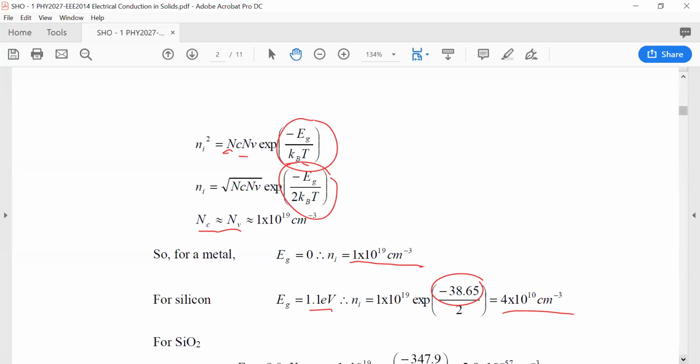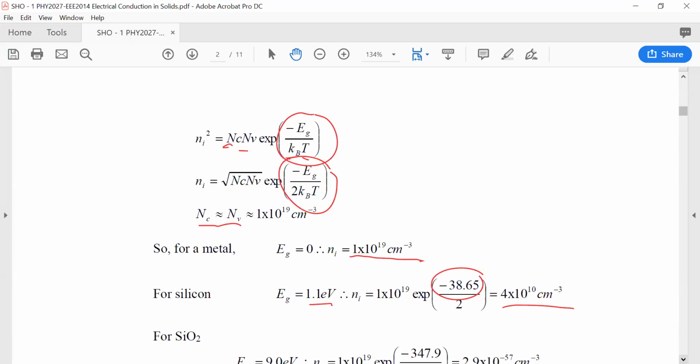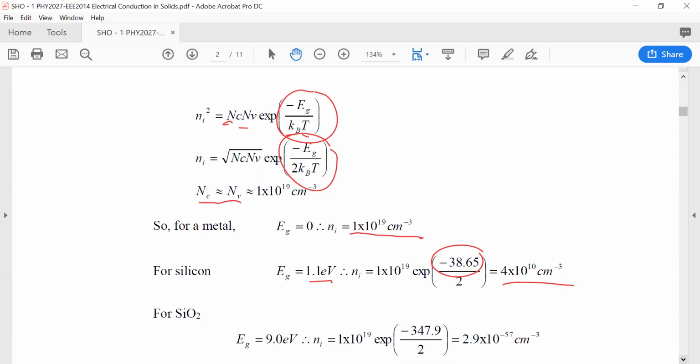And then finally, if we do the same thing for silicon dioxide, which has got a much larger band gap, 9 electron volts, we find that the carrier concentration of the insulator is 10 to the minus 57 per cubic centimetre. In other words, there are no conducting electrons. And this explains immediately why insulators don't conduct.